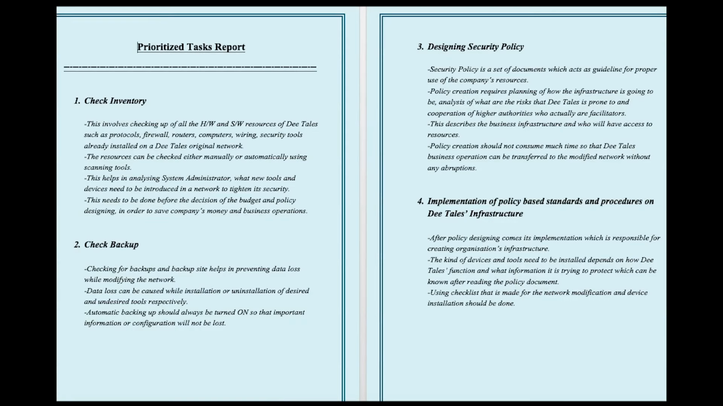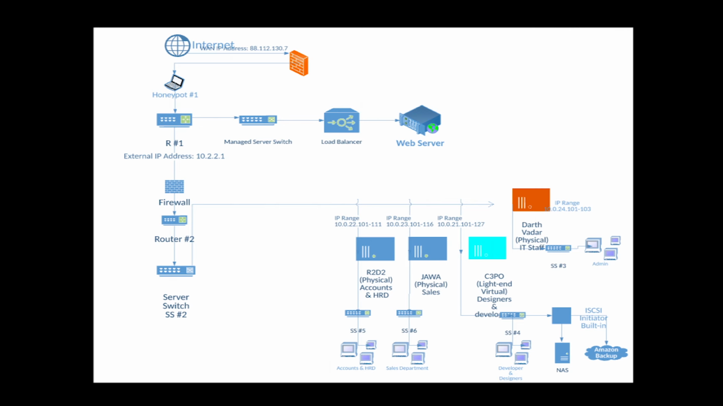So Graham gave you the basic overview of Details' network, and I am here to explain how we modified the network and created a final topology. To modify a network, a system administrator needs to perform a variety of tasks. For those tasks, we have created a report which describes what considerations a system administrator needs to keep in mind to modify a network and tighten its security. To modify Details' network, we introduced both hardware and software components.